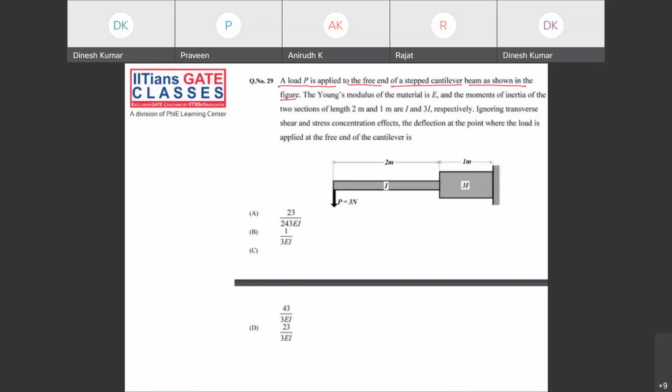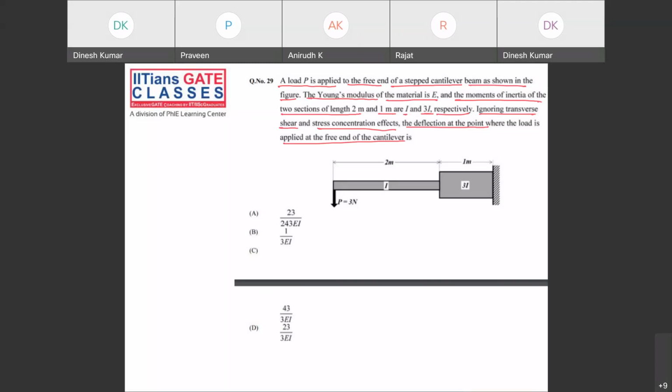Okay. The Young's modulus of the material is E, and the moments of inertia of the two sections of length 2 meters and 1 meter are I and 3I respectively. Ignoring transverse shear and stress concentration effects, the deflection at the point where the load is applied at the free end of the cantilever is?